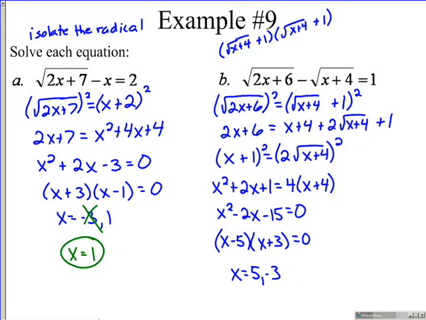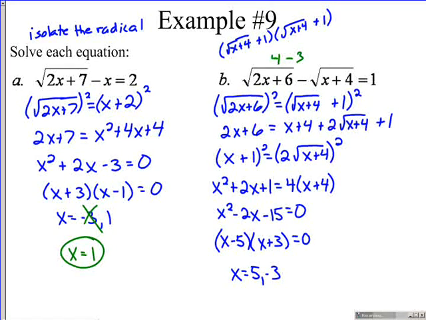Once again, we need to check these to make sure that we did not create an extraneous solution by squaring things. Plug the 5 in. If I put 5 in, we get 10 plus 6, which is 16. Square root of 16 is 4. Put 5 in here. 5 plus 4 is 9. Square root of 9 is 3. 4 minus 3 does equal 1. That solution's fine.